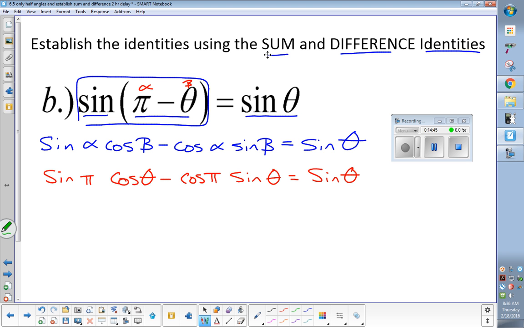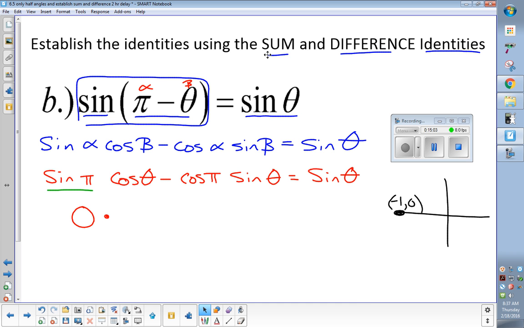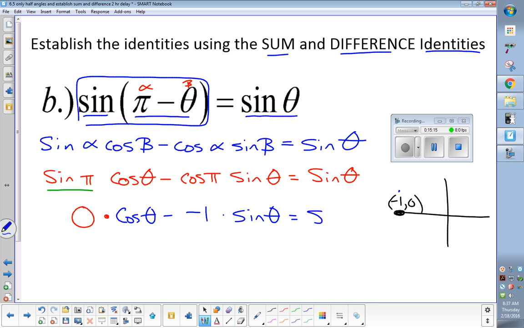Now we're plugging in sine of pi. Okay, looking at my unit circle. Pi is over here. It's the ordered pair -1, 0. So if I'm doing sine over there, that would get you 0. Cosine of theta. Cosine of pi would be just -1 times sine of theta equals sine of theta.